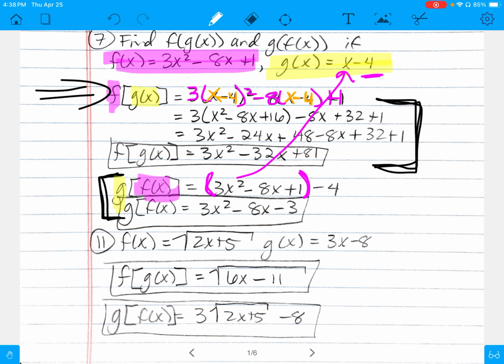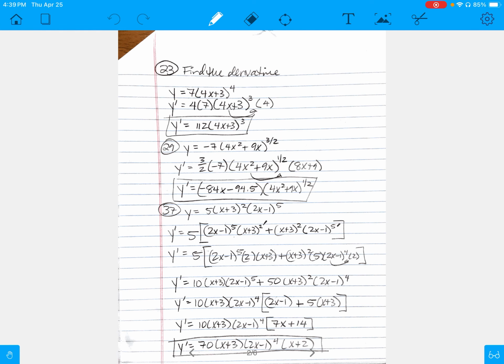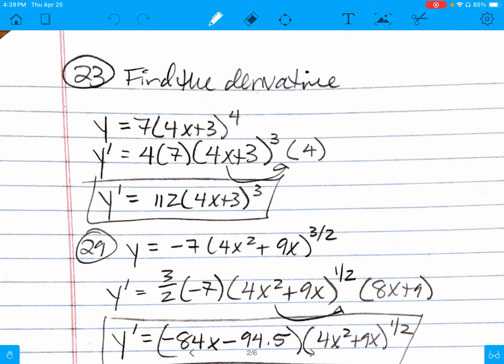Number 11 is basically the same idea as number 7, just with 2 other functions, right? f of x equals root 2x plus 5, and g of x equals 3x minus 8. So I'm actually not going to go directly through that one. I'm going to go on to the next problem. Okay, so 23 and 29 I think did trip up a few people. 23 usually went kind of okay. But these are the ones that we're really going to start going through, okay?